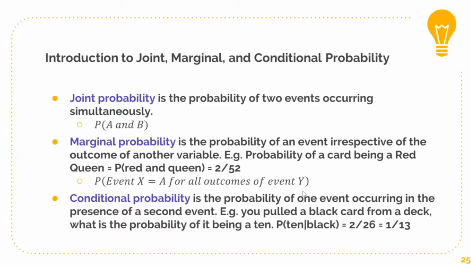Now, conditional probability. This is the probability of one event occurring in the presence of a second event. Example, you pull a black card from a deck. What is the probability of it being a 10? So that's the probability of 10 given that it's black. Intuitively, you can know that the probability of a 10 is 4 over 52, and there are two black 10s, so that's 1 over 13 in the end, 2 over 26. And that's how we mathematically describe it here: P of A given B. This is the notation I think you'll see most commonly when referring to conditional probability.